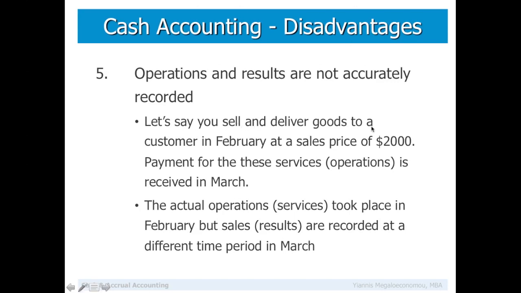For example, you sell and deliver goods to a customer in February at a sales price of $2,000. Payment for these services, operations, is received in March. So we see here that the actual operation, the services, took place in February. However, sales revenue results will be recorded in a different time period, in March. So there is no match of services in February and sales revenue, since the revenue will be recorded in March.